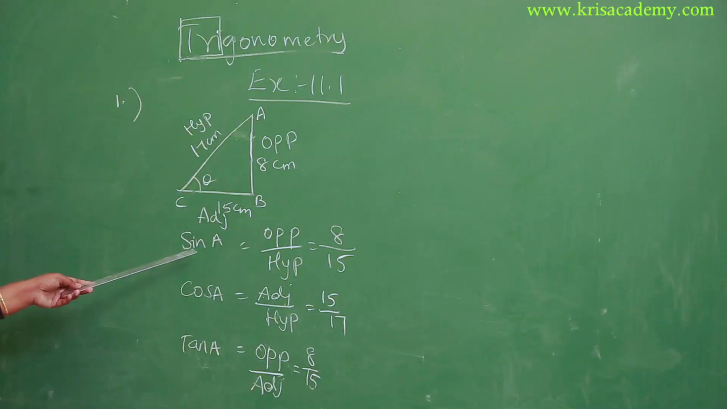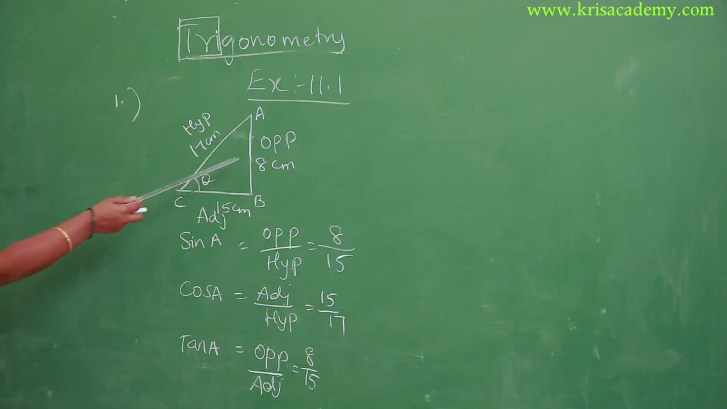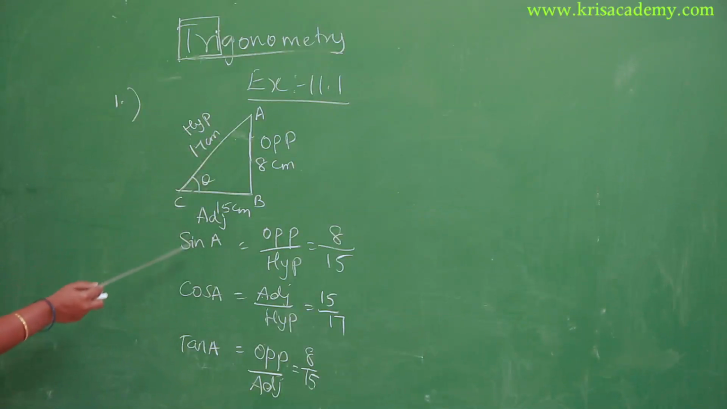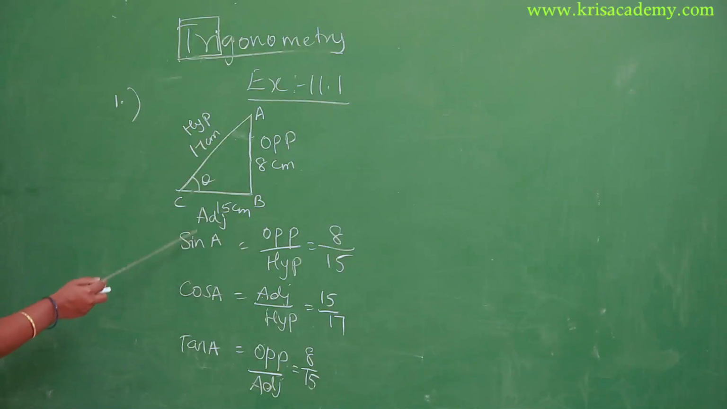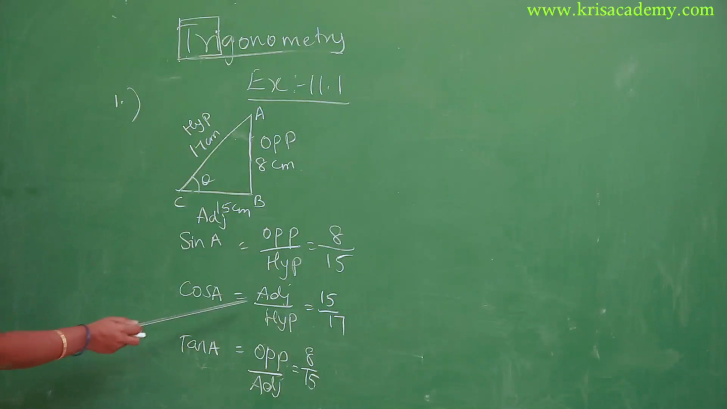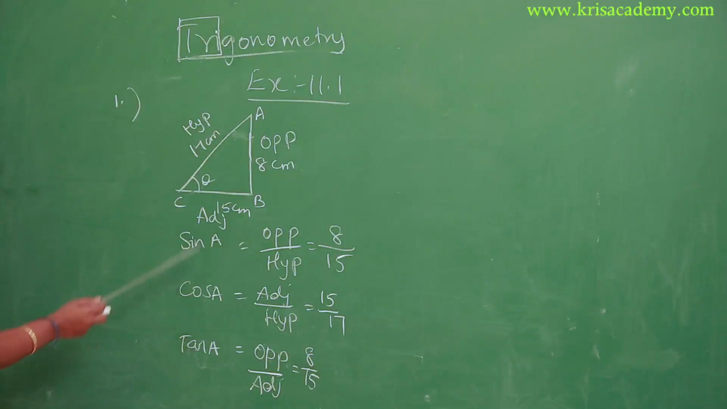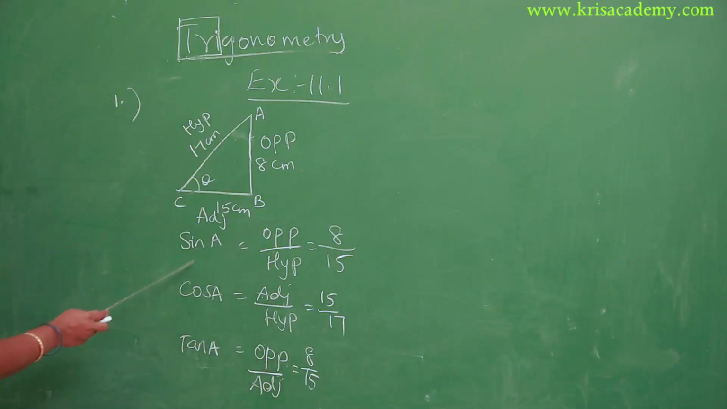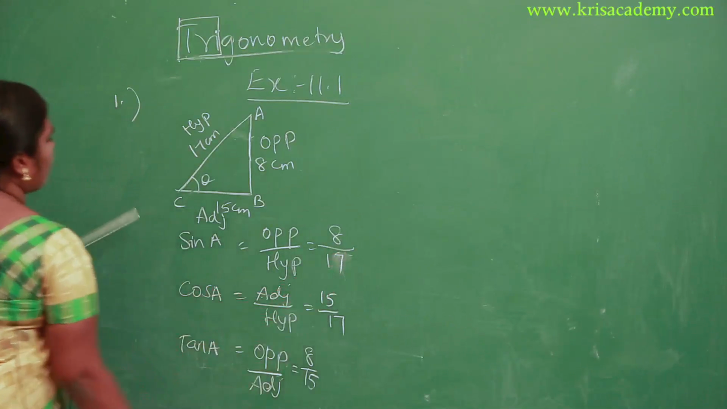Just now we learned sin A trigonometric ratio as opposite by hypotenuse. The opposite value in the diagram is 8, and the hypotenuse value is 17. So sin A value is 8 by 17. Now cos A is adjacent by hypotenuse. The adjacent value is 15, and the hypotenuse value is 17. Now tan A is opposite by adjacent, 8 by 15. So these are the trigonometric ratios of sin A, cos A and tan A.